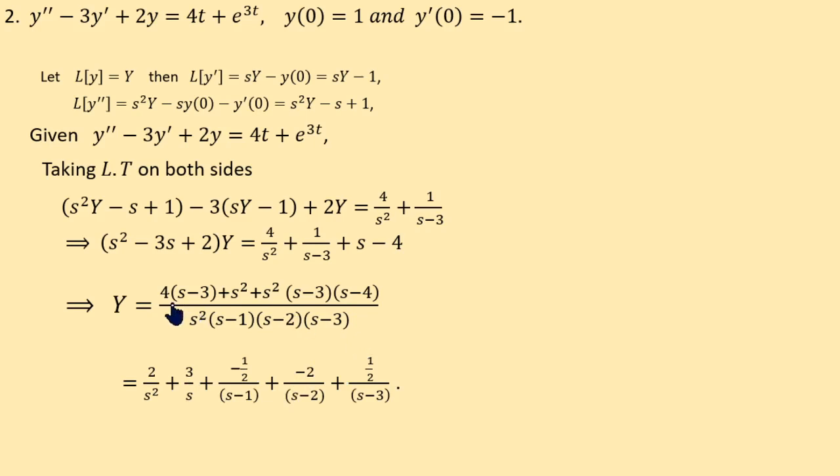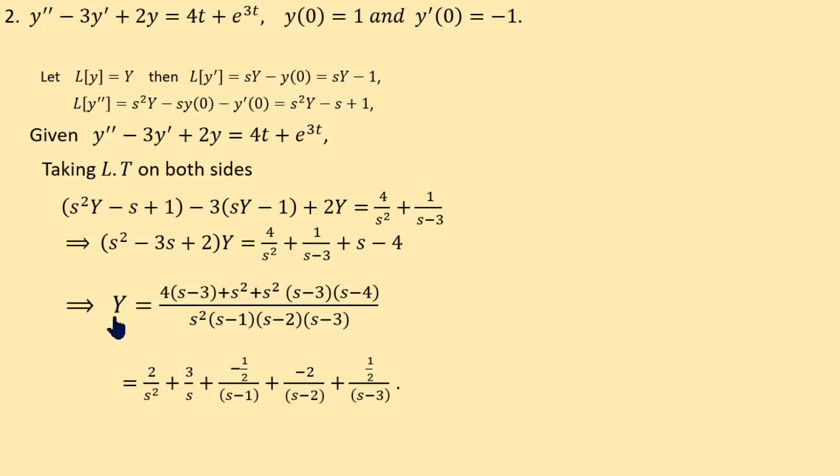Follow now? Comparing after multiplying throughout by s square into s minus 1 into s minus 2 into s minus 3, the coefficient of s power 4 is B plus C plus D plus E. Here the coefficient of s power 4 is 1. So B plus C plus D plus E is 1, and B is 1 minus C minus D minus E. So it becomes 1 plus 2, that is 3. That is how we can find this partial fraction.